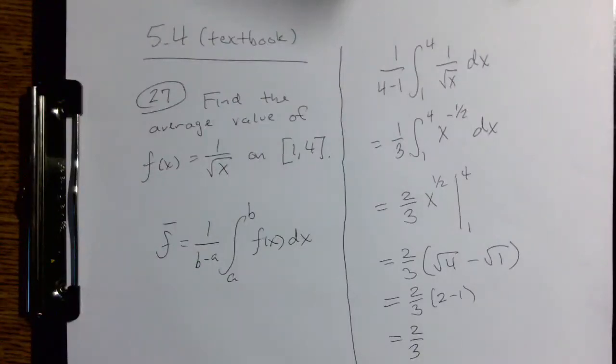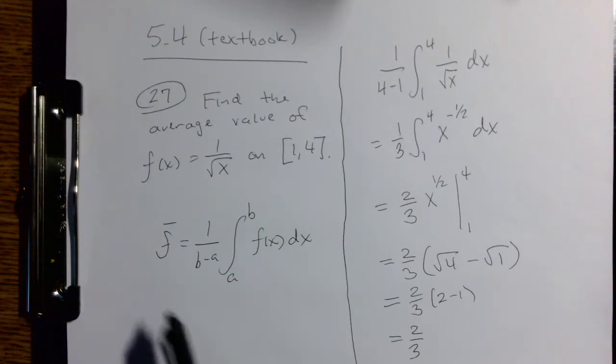Here we're going to look at an example from section 5.4. Section 5.4 takes what we learned about the fundamental theorem of calculus and working with definite integrals and gets into some specific applications of that. In particular, this example looks at finding the average value of a function over a particular interval.